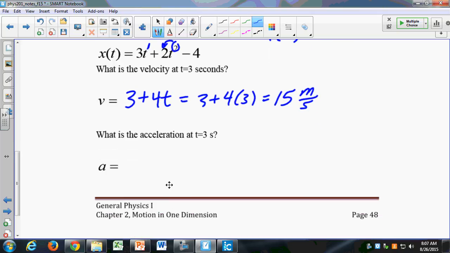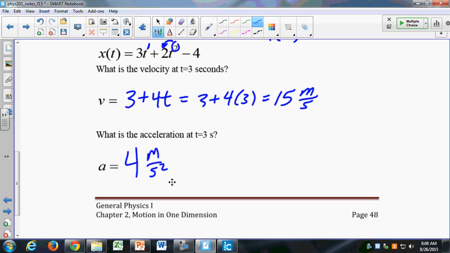What is the acceleration then at t equal 3 seconds? Everybody say it all at once together? 4, right, very good. So I just take the derivative of this function. 3 doesn't change, because it's a constant, so its derivative is 0 because it's not changing. Derivatives tell us how things change, a rate of change. And the derivative of 4t is just equal to 4. That's 1 times 4 times t to the 1 minus 1. So it's just equal to 4 meters per second squared.